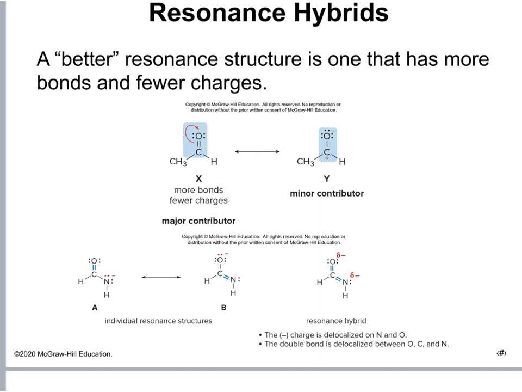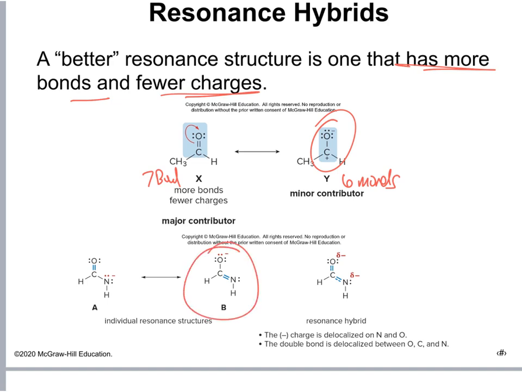Better resonance structures will have more bonds and fewer charges. So here we have 1, 2, 3, 4, 5, 6, 7 bonds. Here we have 3, 4, 5, 6 bonds. And of course you have the two different charges here. Here, this one's going to be your major contributor because oxygen is more electronegative than nitrogen.